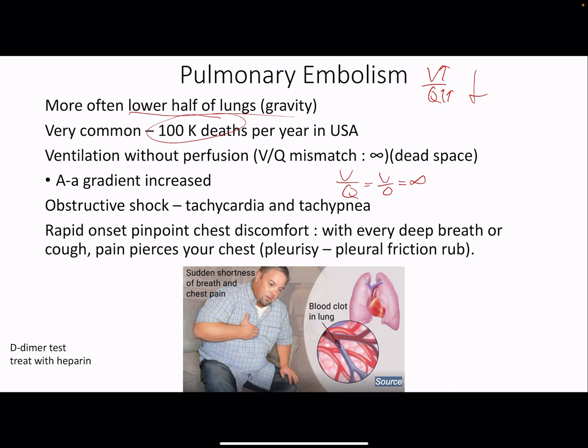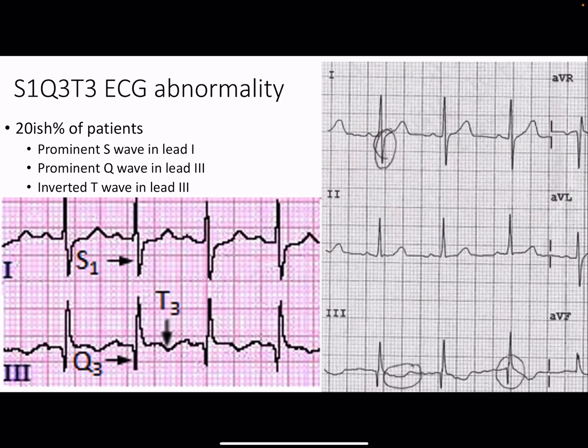So we might see people with tachycardia and tachypnea. So this is going to be rapid onset pinpoint chest discomfort. So every deep breath or cough, pain is going to pierce the chest. This is known as pleurisy, where the pleura become inflamed and rub against each other, and this can be heard as a pleural friction rub. You can diagnose this with a D-dimer test, and you can treat it with heparin.